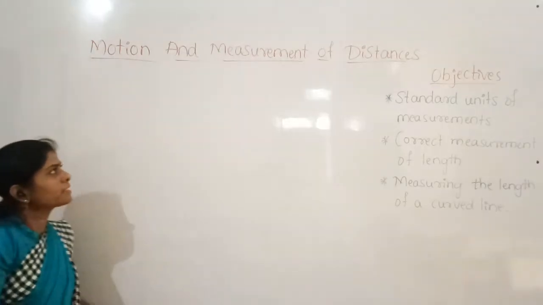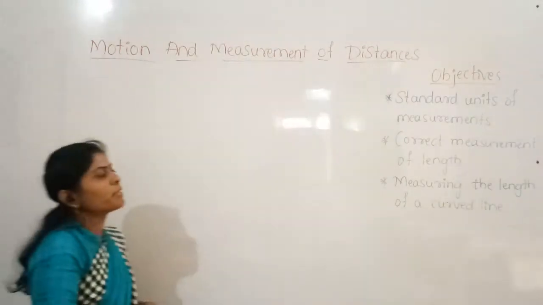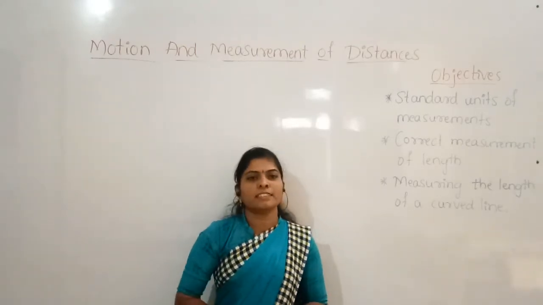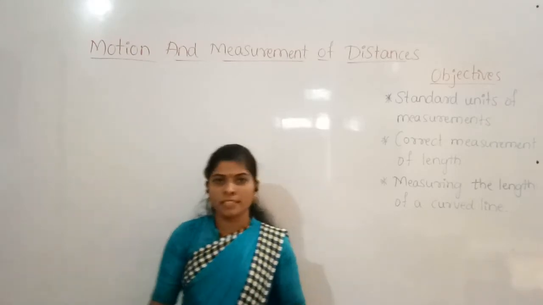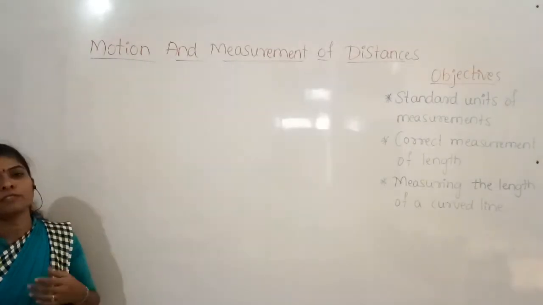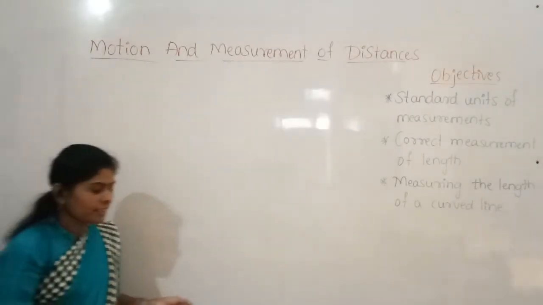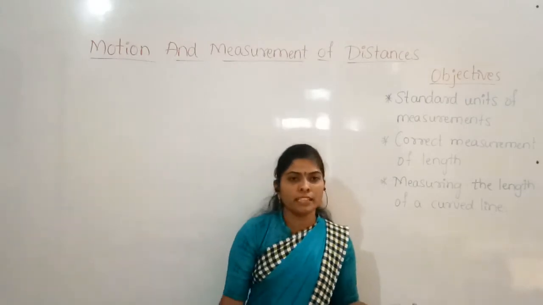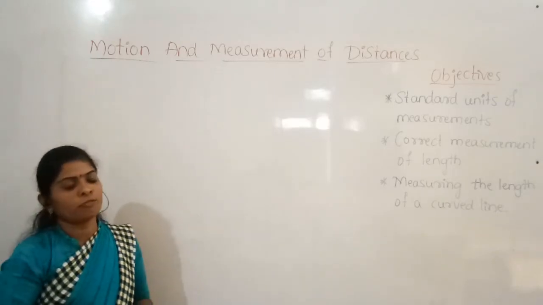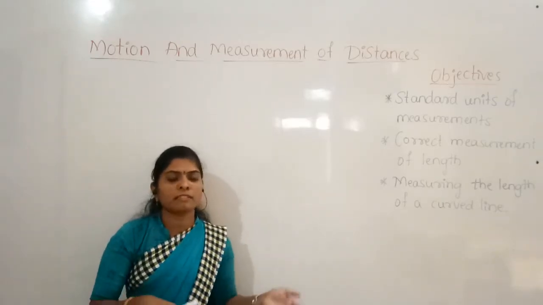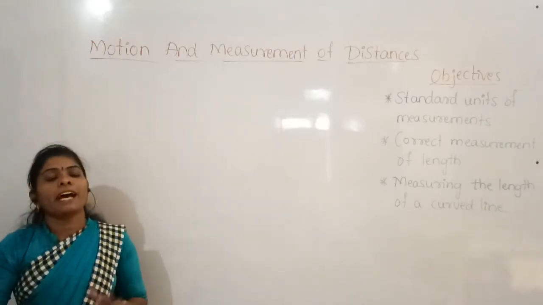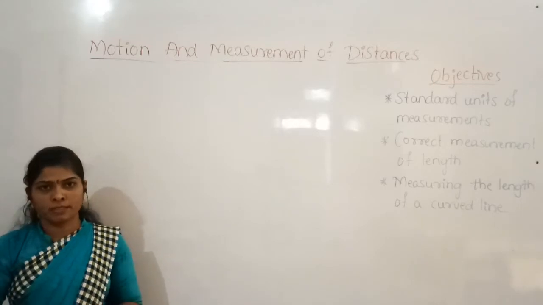So now we are discussing the motion and measurement of distances, and in our yesterday class we discussed some of the basic things about measurements. In ancient times we didn't have proper units to measure things, whether it be the distance, width or length of objects.